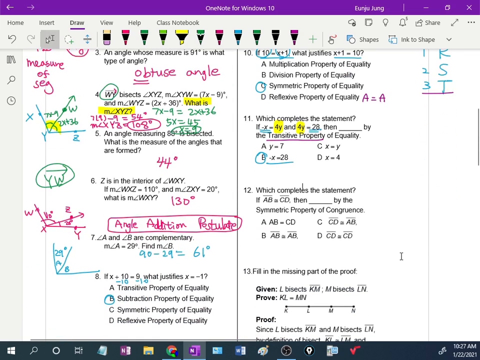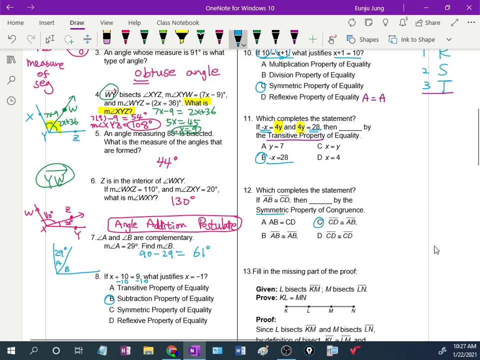Next, which completes the statement? If segment AB is congruent to segment CD, then blah, blah, blah, by the symmetric property of congruence. If I go into detail, I may say congruent segments, right? Okay. What would you like to put? Two things, right? So we will go with CD is congruent to AB. Make sense?